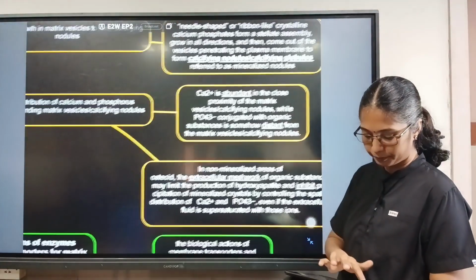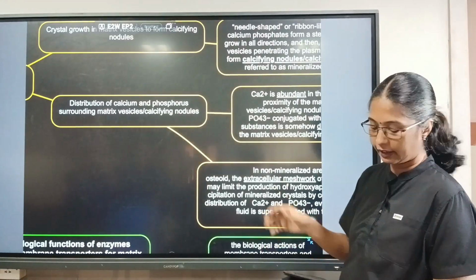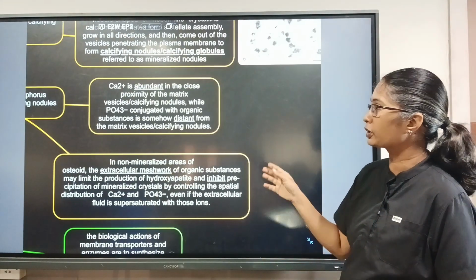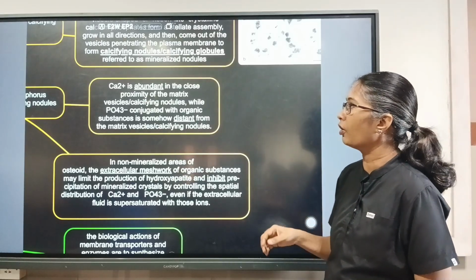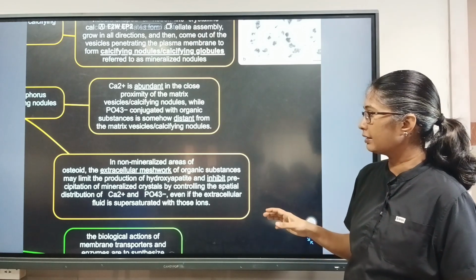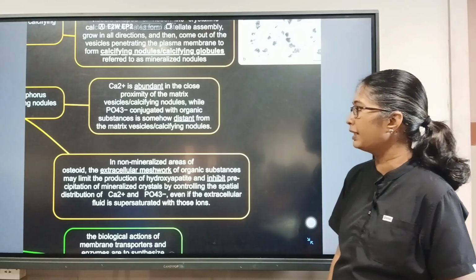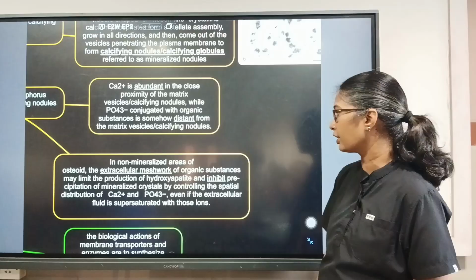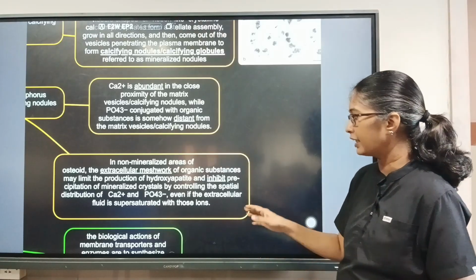Distribution of calcium and phosphorus surrounding matrix vesicles. How does this mineralization happen around the matrix vesicle? Calcium is abundant in close proximity to the matrix vesicle or calcifying nodules, while phosphate is conjugated with organic substances somewhat distant from the matrix vesicles. So in non-mineralized areas of osteoid, the extracellular meshwork of organic substances may limit the production of hydroxyapatite and inhibit the precipitation of mineralized crystals by controlling the spatial distribution of calcium and phosphate, even if the extracellular fluid is subsaturated with those ions.